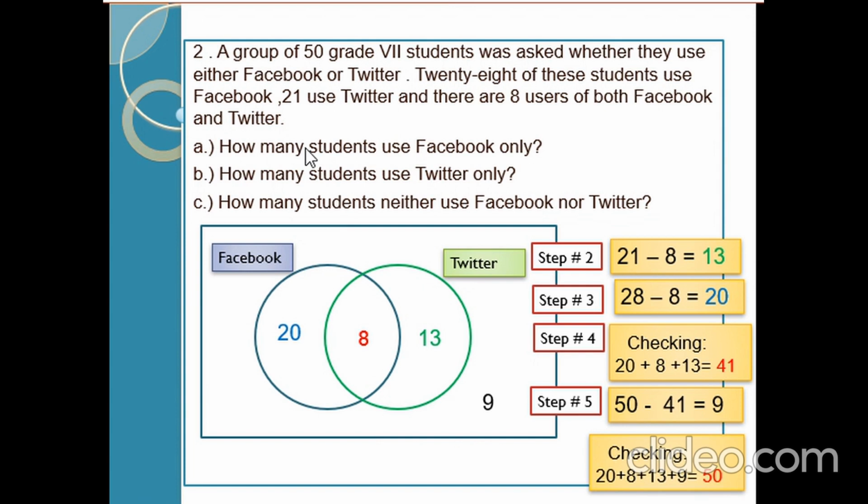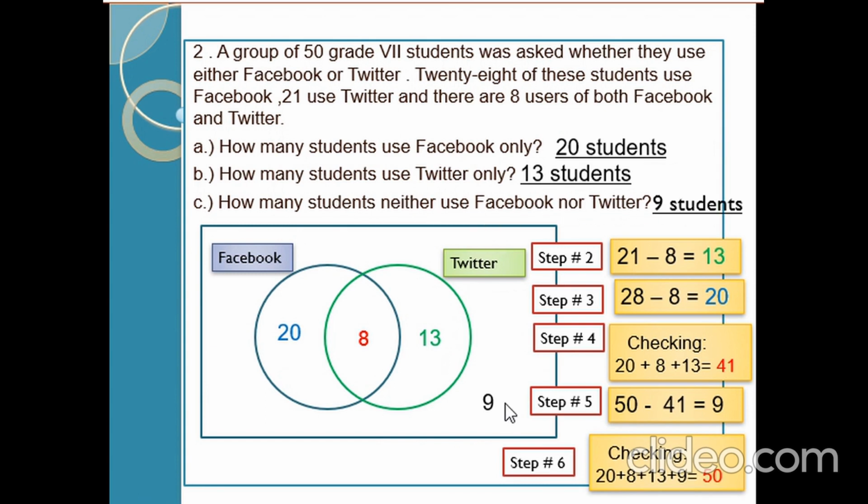How many students use Facebook only? Facebook only is in region 2, 20. How many use Twitter only? It's 13. How many students neither use Facebook or Twitter? It's 9 on region 4.